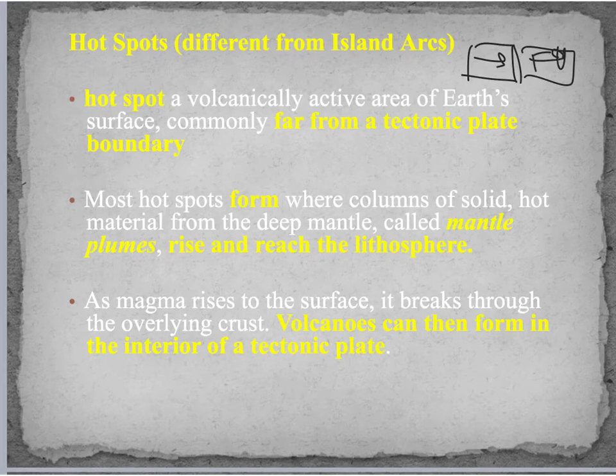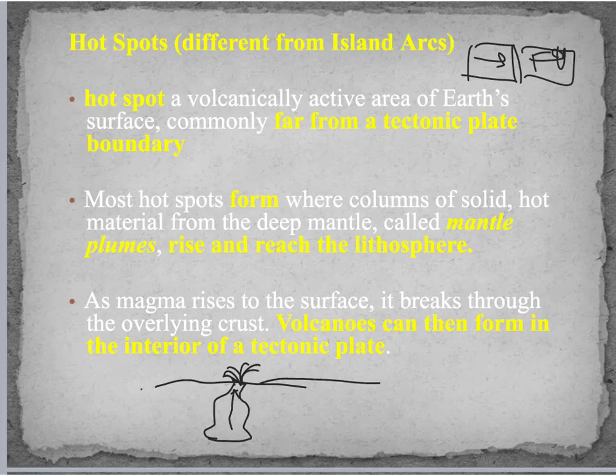Okay. Most hotspots form where there are columns of solid hot material from the deep mantle, called mantle plumes, that rise and reach the surface. So basically, these big pockets of magma. As magma rises to the surface, it can break through the overlying crust, right? So if you have a piece of crust here, think about a big plume, almost like a big pillow of magma down here that's going to rise and eventually break through the middle of a plate. So this is not a plate boundary. This is just along the middle of the plate.